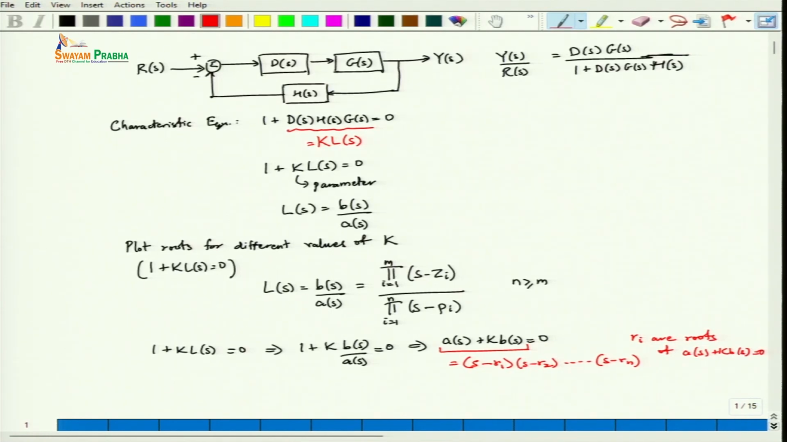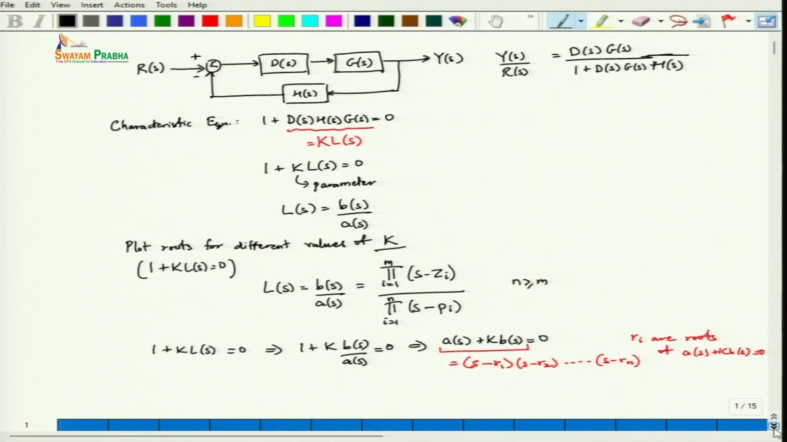As we have discussed so far, we are going to vary K, and for that we are going to find the roots, or basically the poles of this closed loop system, as we vary K.